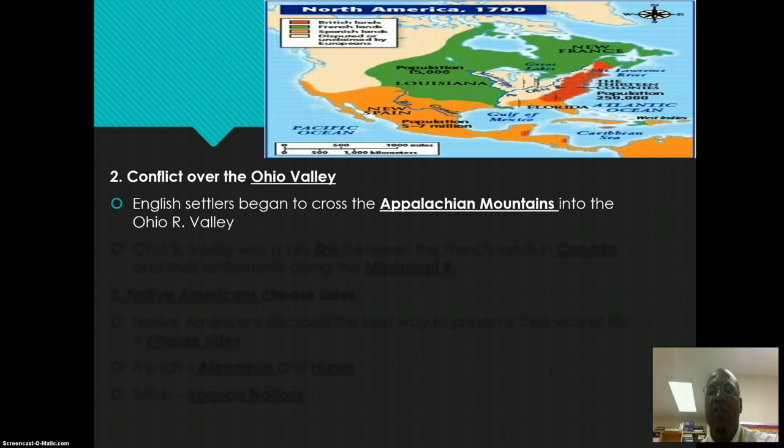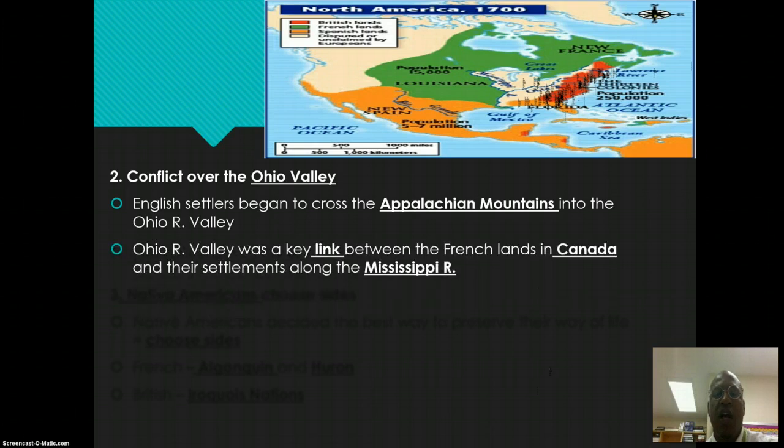The Appalachian Mountains are kind of a dividing point. As you would imagine, once the colonists go out into the American frontier, moving beyond their current borders into the Ohio River Valley area, past the Appalachians, they encounter not only Native Americans, but also the French. And this continues to start conflict.